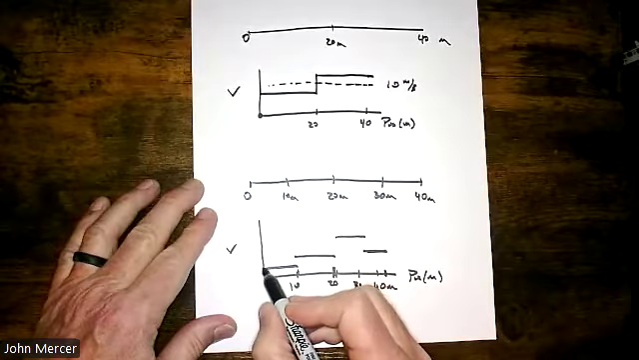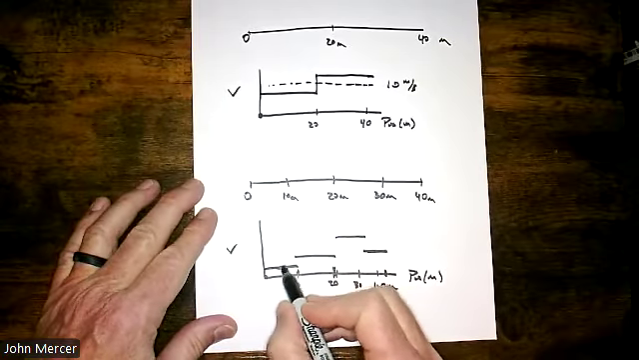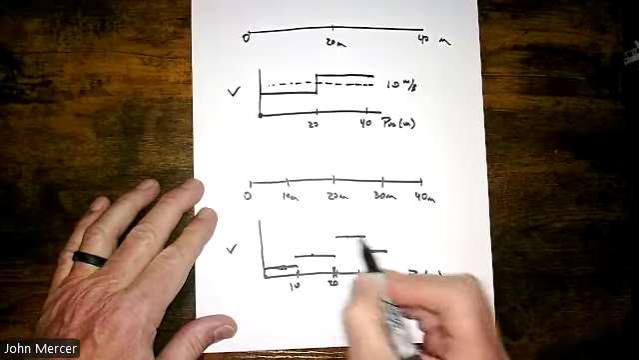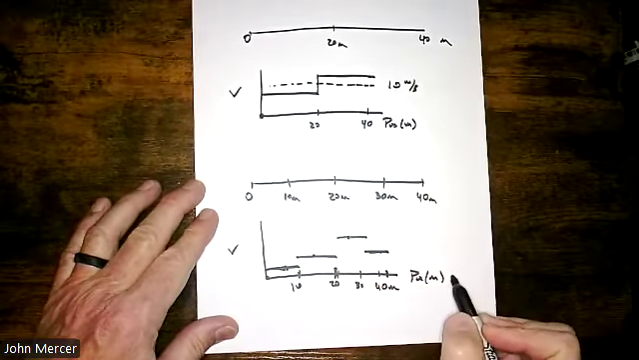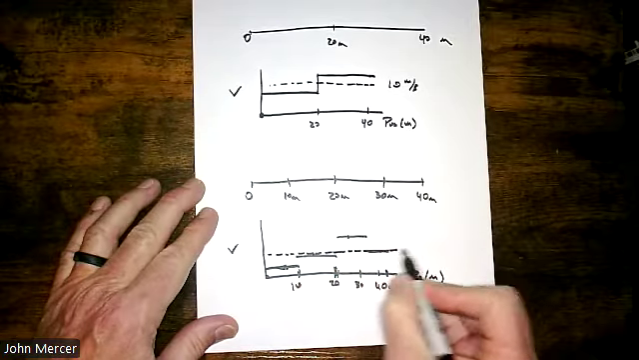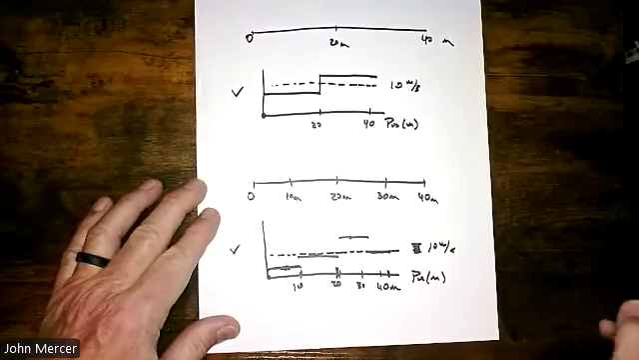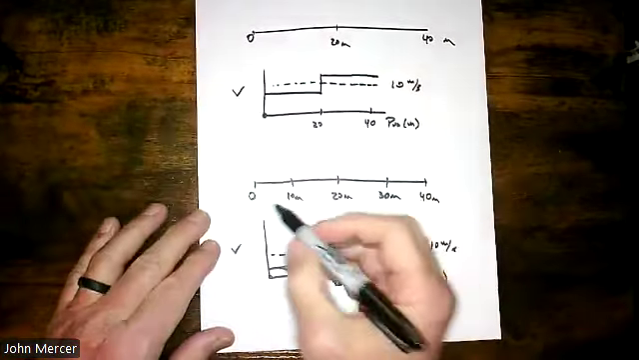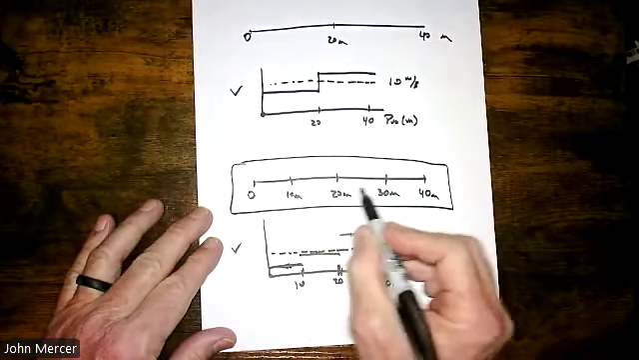So now we have someone running faster between 0 and 10 meters. Between 10 and 20, they're running fastest in terms of this model, between 20 and 30, and then they're slowing down near the 40 meter mark. But they still did the race in 4 seconds, so they still have an average velocity of 10 meters per second.